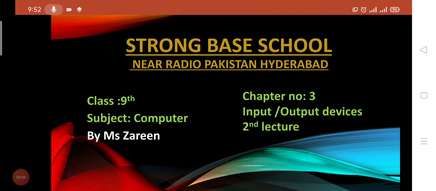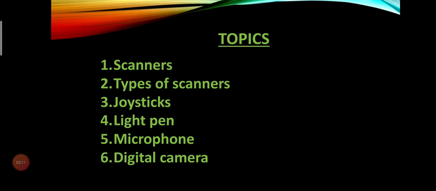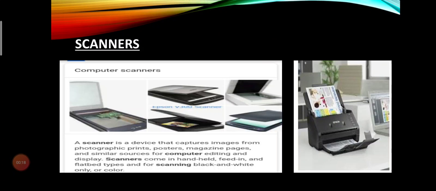In this chapter, first we discuss the topic of a scanner, types of scanners, joystick, light pens, microphones and digital cameras. First, scanner. A scanner is an input device that reads images or text and converts the data into a digital signal. A graphics scanner reads photos or other images into the computer and digitizes them. It produces bitmap graphics files. Scanners usually come with software such as Adobe Photoshop.